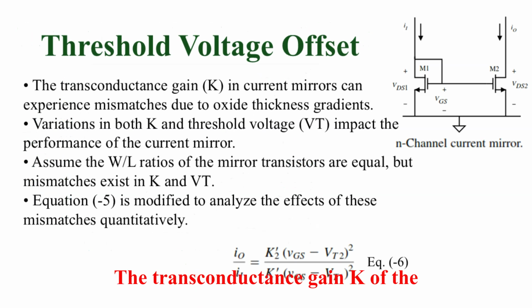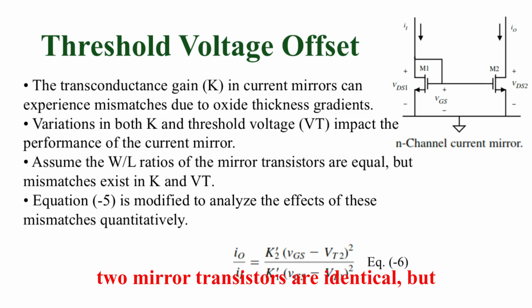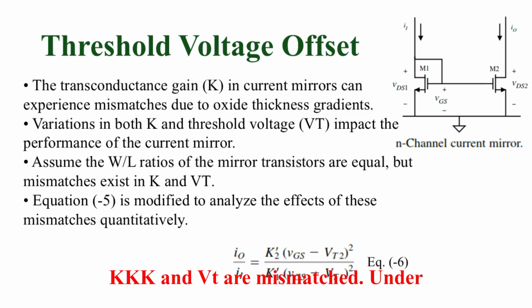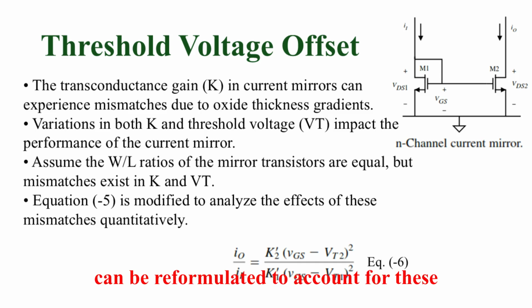The transconductance gain, K, of the current mirror may also exhibit mismatches, often caused by oxide thickness gradients. To analyze the impact of variations in both K and the threshold voltage, VT, consider a scenario where the W by L ratios of the two mirror transistors are identical, but K and VT are mismatched. Under these conditions, equation 5 can be reformulated to account for these variations.